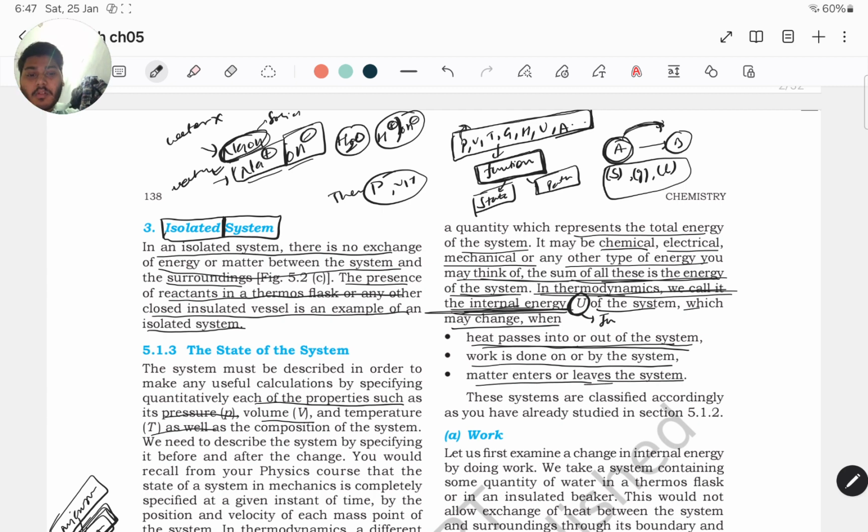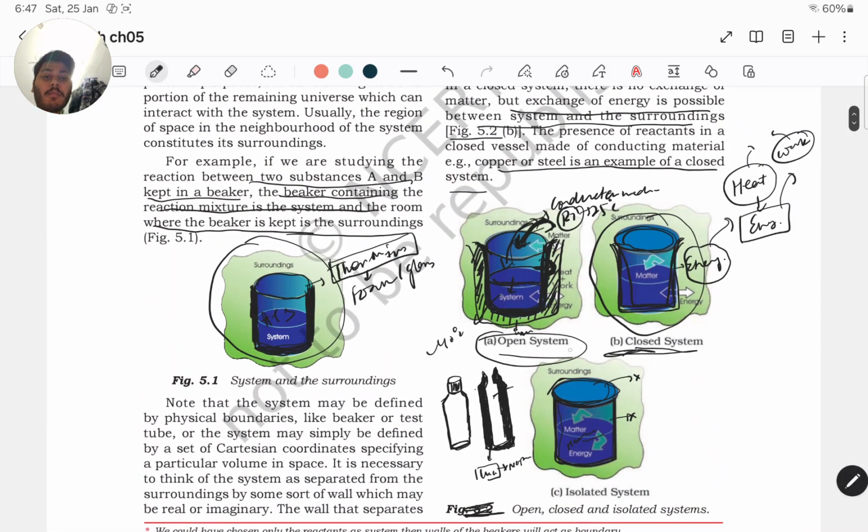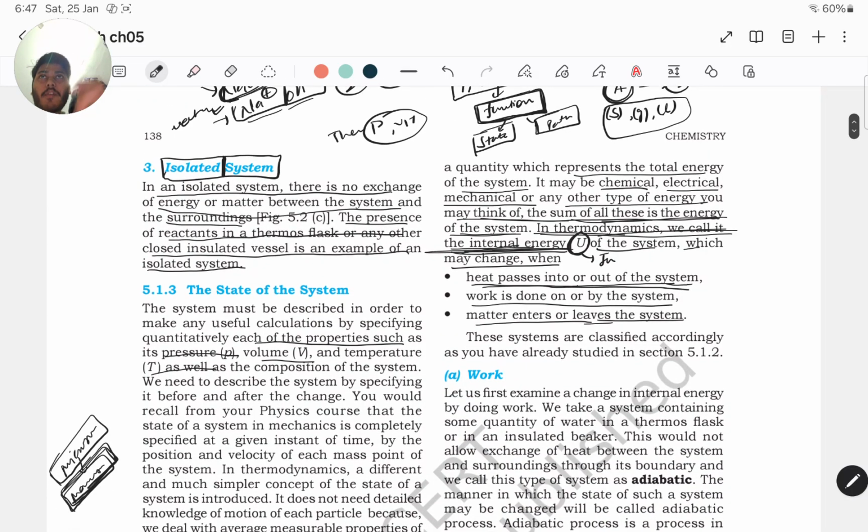Matter can enter or leave the system, which we have discussed in open and closed systems. In an open system, matter can be added or removed. If you add more NaOH pellets, more heat will be generated until the solution is saturated. Or if you remove pellets, or add only a little amount, with excess water but little NaOH, then less heat is generated.